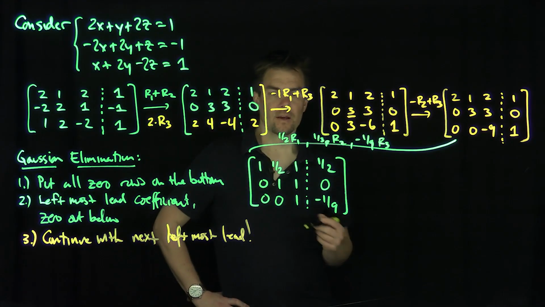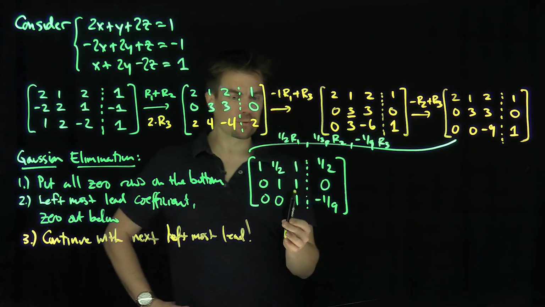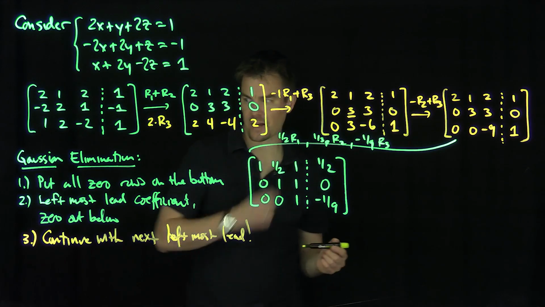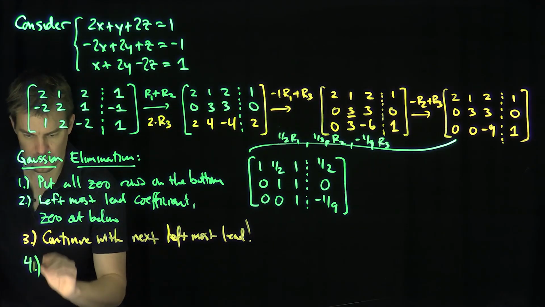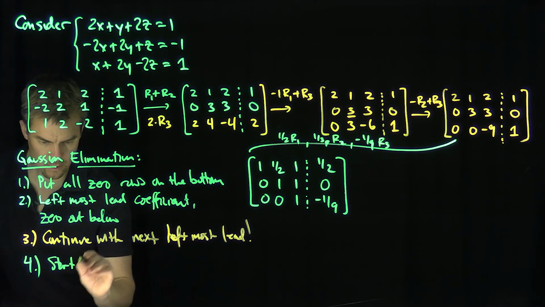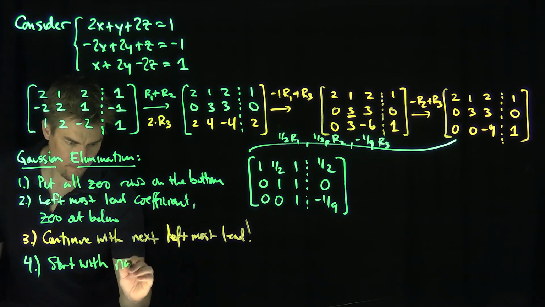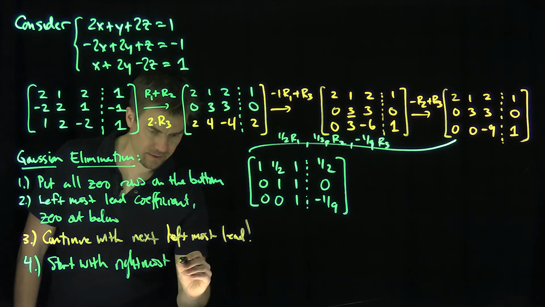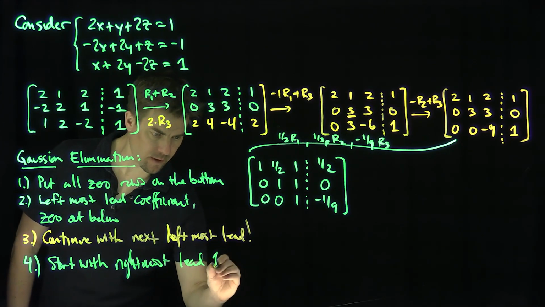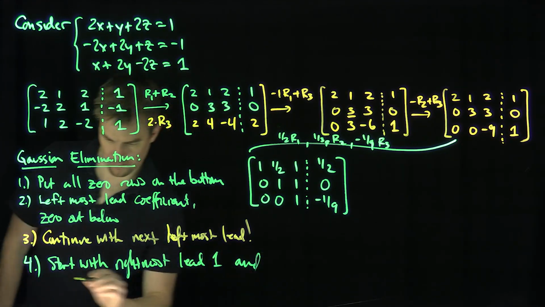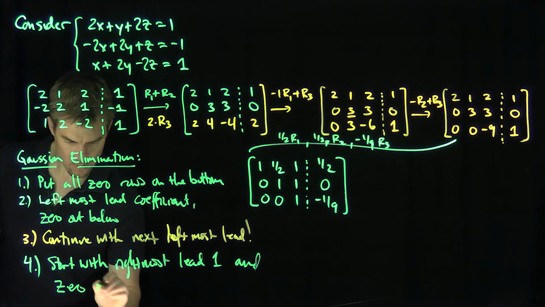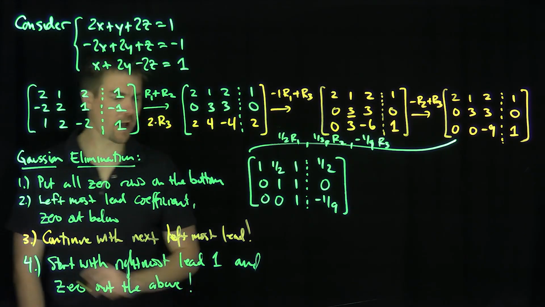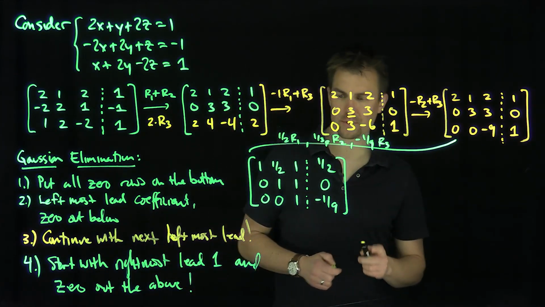Great. And so now what I can do is I can put this into reduced row echelon form, starting at the rightmost thing and working my way up, right? So start with the rightmost lead 1, and 0 out the above. Okay, great. So let's do so.